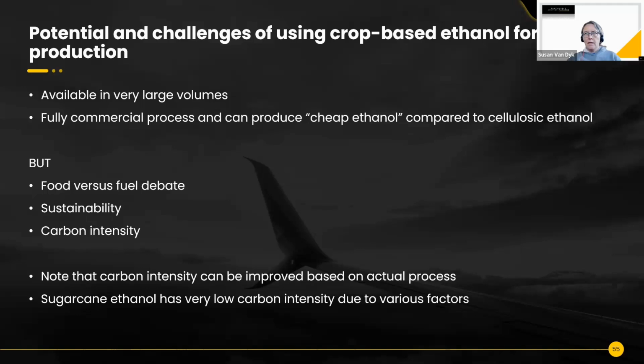There are concerns with the food versus fuel debate, sustainability and carbon intensity, but also similar to the oilseeds, what I want to emphasize is that, if you take corn and you produce ethanol, you also produce distillers' grains, which is sold for animal feed. In the US, for example, all the corn is used for animal feed. In other countries, it's a staple food for feeding humans, but in the US, it's mainly used for feeding animals.